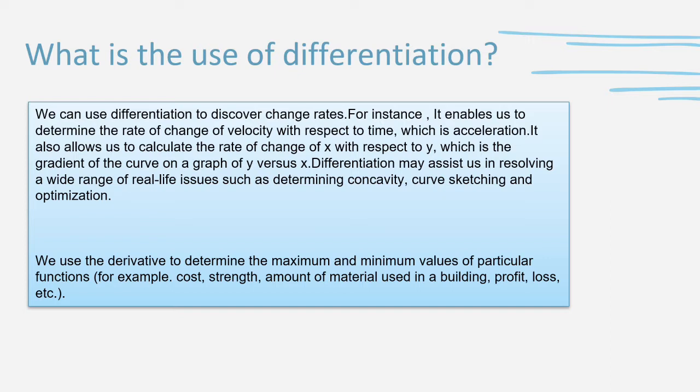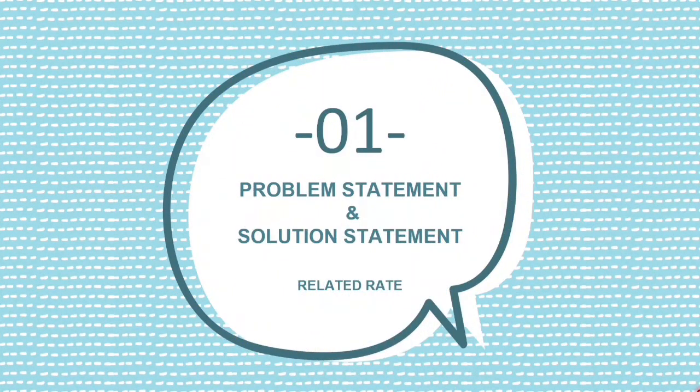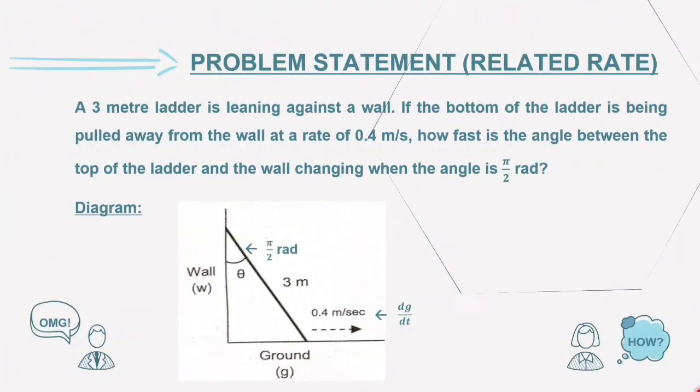And we can use the derivative to determine the maximum and minimum values of particular functions. For example, cost, strength, amount of material used in building, profit, loss, and etc. So we're going to continue with the first problem statement and solution statement related. So this is the problem statement.